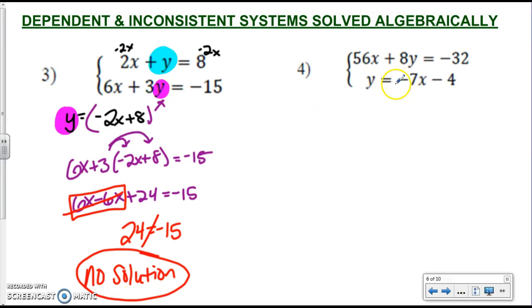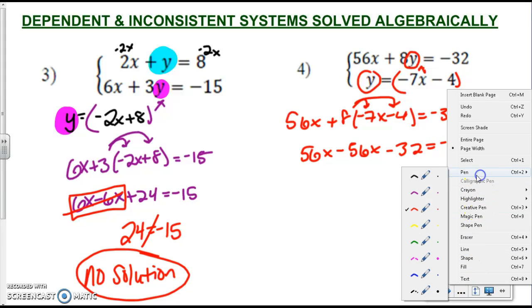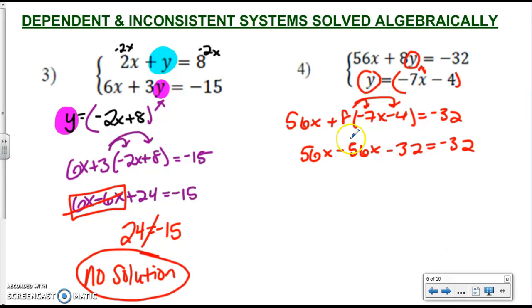Okay. And then the last one, notice that this y is by itself, so I can plug into the y in the first equation. So I have 56x plus 8 times negative 7x minus 4 equals negative 32. And then solve it. Distribute. So 56x minus 56x minus 32 equals negative 32. We're going to combine our like terms together, so those cancel. So I'm left with this.